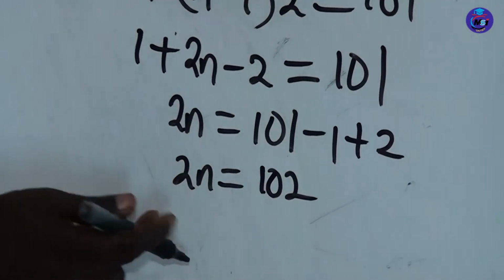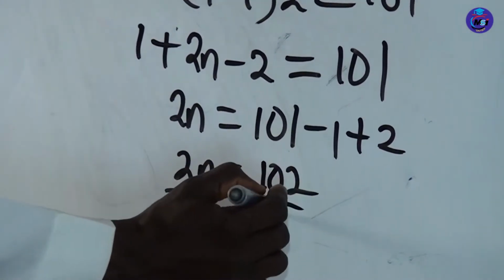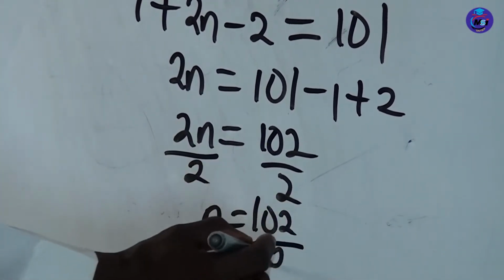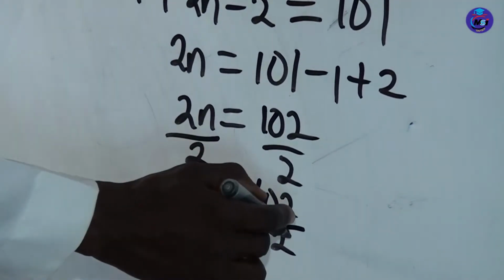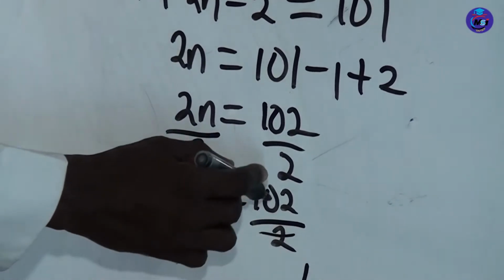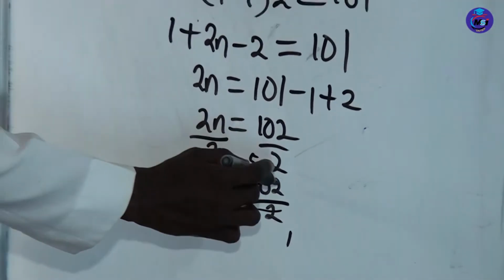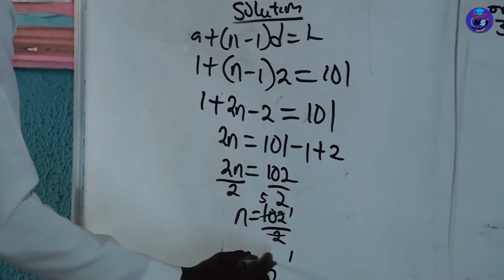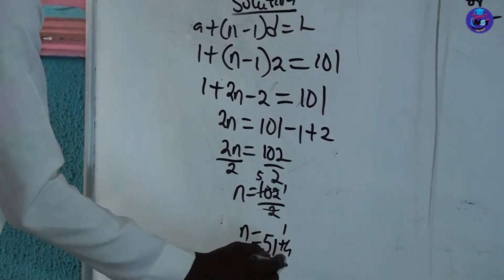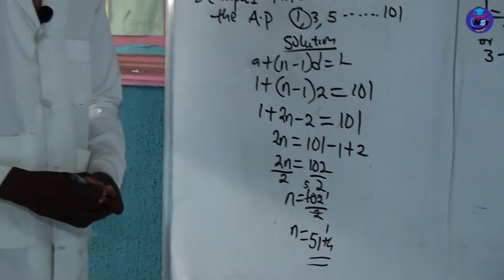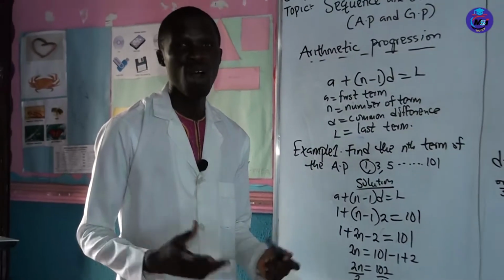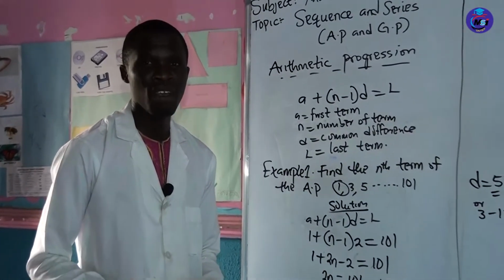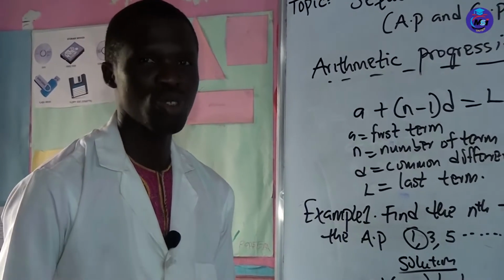So you can now divide both sides by 2. N will give you 102 divided by 2. We can now cut. How many 2 can we get in 2? 1. How many 2 can we get in 10? 5. How many 2 can we get in 2? 1. So it's going to give us 51. You can see now that this is very simple. All you need to do is don't cram, don't allow fear, just be patient, you will surely get it.